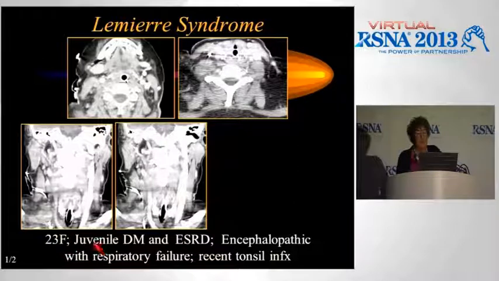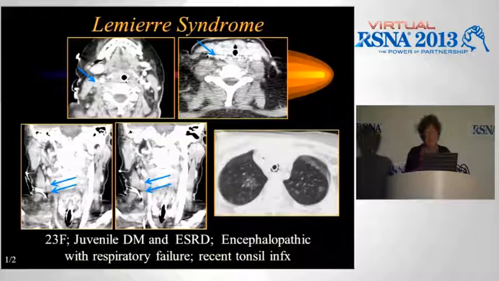This one is 23, with juvenile diabetes, end-stage renal disease, encephalopathic with respiratory failure. So here, of course, you see thrombosis of the internal jugular vein. You can see it coming down the neck here. Right there is where the clot starts and stops. And this chest x-ray just shows a couple septic infarcts here.